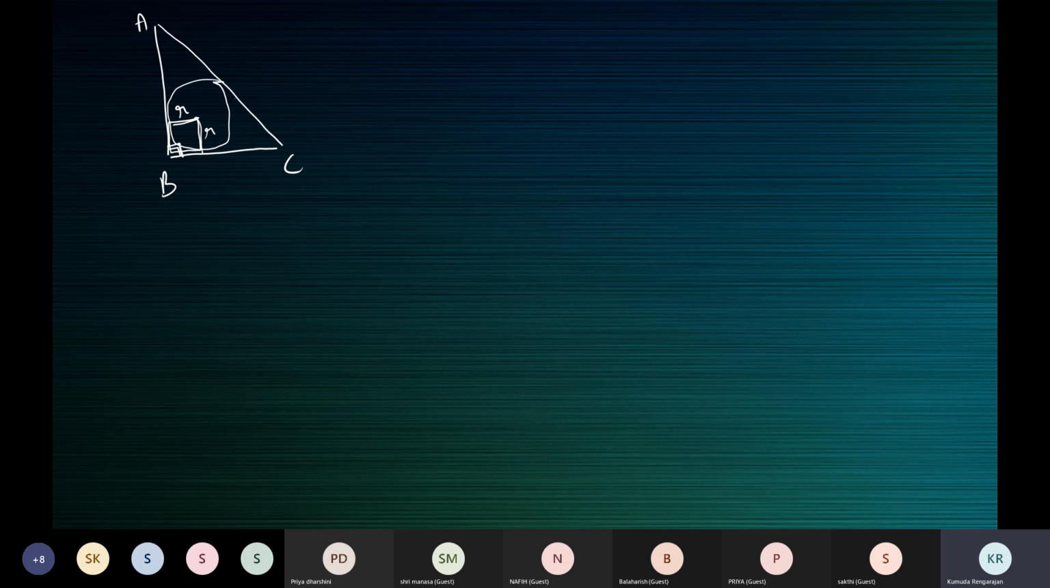Now this corner is 90 degrees because it's a right triangle. This one is 90 degrees because radius is perpendicular to tangent. Why is this 90? Radius is perpendicular to tangent. Very good. So what will be the measure of this angle? 90 degrees.